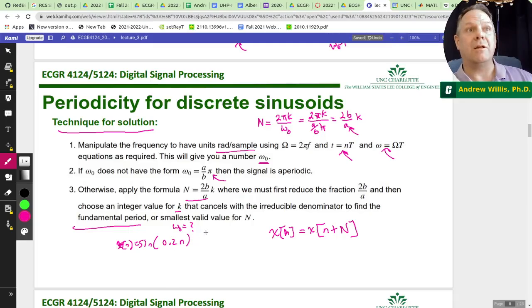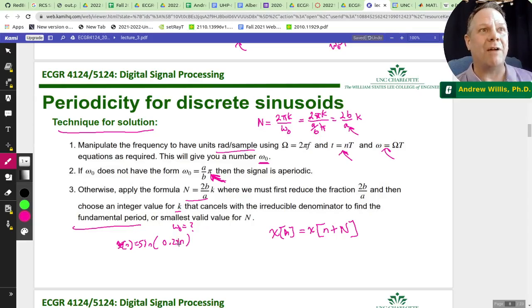0.2. Okay, is this periodic or not periodic right away? Does it have a multiple of pi? No, it is not. It doesn't satisfy step 2. We already know it's not periodic.